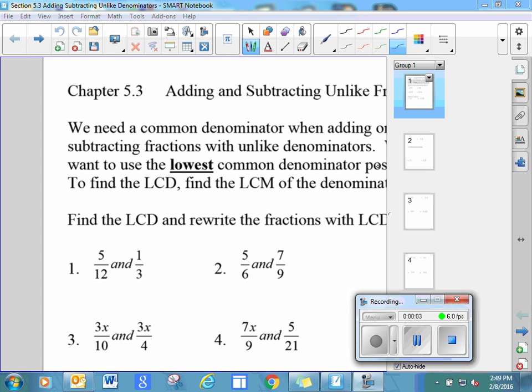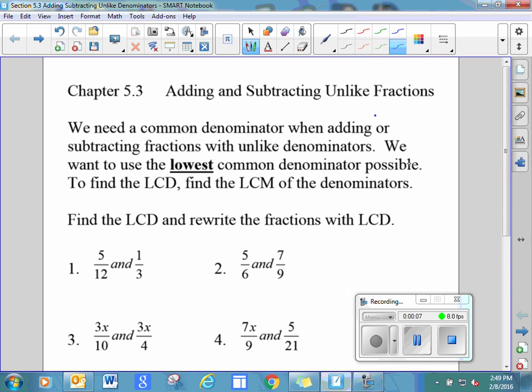Hi guys and gals, here we are, chapter 5.3, adding and subtracting fractions that don't have a like denominator. So we've got an additional step, and most of you remember from 4th grade, 5th grade, 6th grade that when you're trying to add fractions, you need a common denominator. So when we have two fractions that do not have a common denominator, we have to find one, and we are also looking for the lowest common denominator.